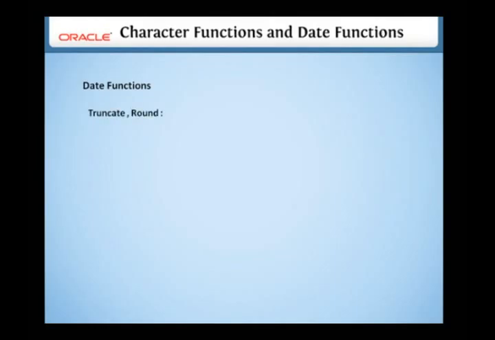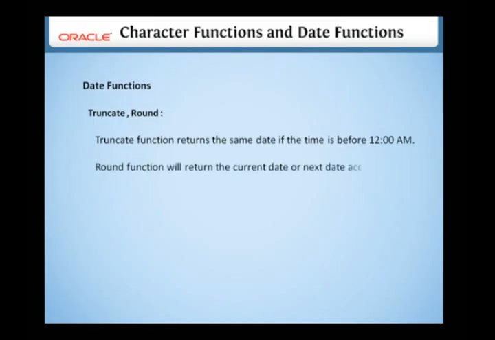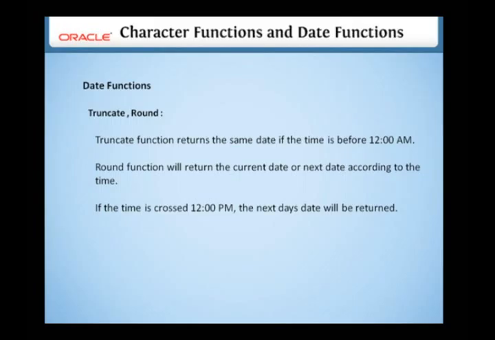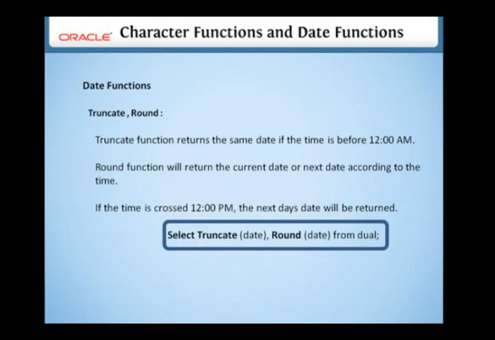Now we will see the TRUNC and ROUND functions. The TRUNC function returns the same date if the time is before 12 p.m., and the ROUND function will return the current date or the next date according to the time. If the time has passed 12 p.m., the next day's date will be returned. Here's the syntax. Select TRUNC(date), ROUND(date) from dual. Here we are going to use these two functions with sysdate. Select TRUNC(sysdate), ROUND(sysdate) from dual. This statement displays the dates according to the time.